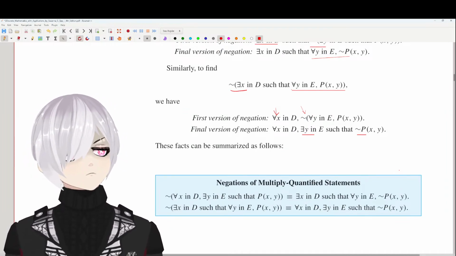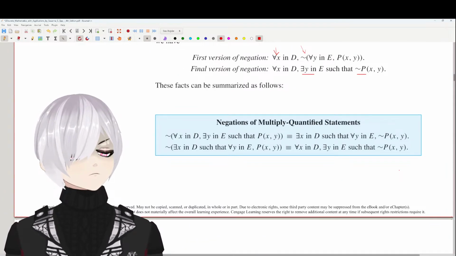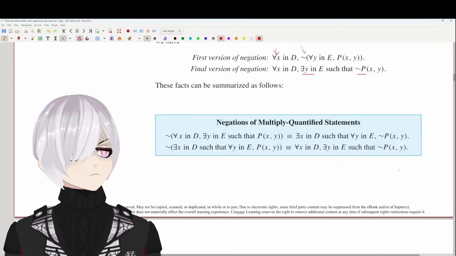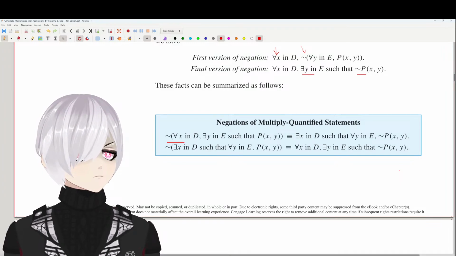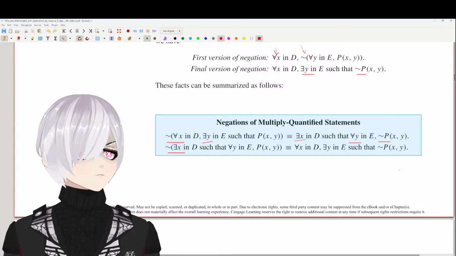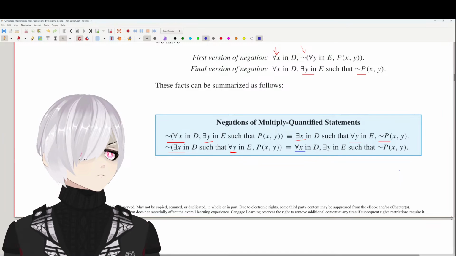Actually, there's a kind of nice pattern to them, and it comes up in the box. Not for all x in D there exists a y in E such that P of x, y is equivalent to there exists an x in D such that for all y in E not P of x, y. Not there exists an x in D such that for all y in E, P of x, y is equivalent to for all x in D there exists a y in E such that not P of x, y.